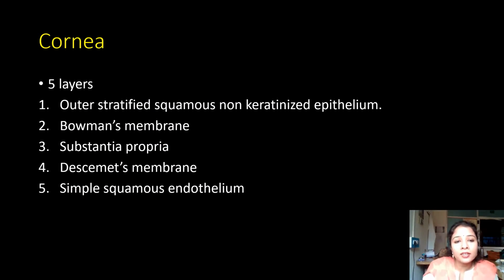So the 5 layers: outer stratified squamous non-keratinized epithelium, Bowman's membrane or anterior limiting membrane, substantia propria identified by uniformly arranged collagen fibers with some fibroblasts, and Descemet's membrane over which simple squamous cells are resting.